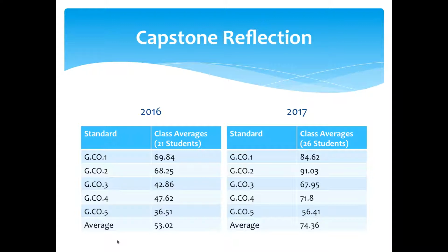Additionally, specific standards that showed the most growth from 2016 to 2017 were GCO 3, which has to do with students being able to visually picture a transformation taking place and where it should end up without having to graph it, and GCO 4, which is where students develop their own definitions of the transformations in terms of the pre-image and the image, what should be parallel or perpendicular or congruent after a transformation takes place.